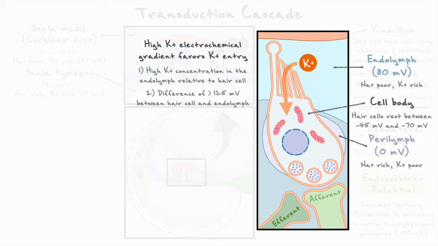As a result, the combination between the high concentration of potassium in the endolymph and the drastic difference in charge creates a very high electrochemical gradient for potassium to enter the cell. This super high gradient is very important because it allows the rapid and passive flow of potassium into the cell to generate the necessary depolarization that can then initiate the steps of communicating with the afferent.